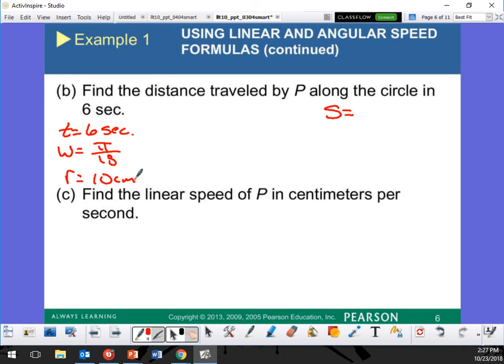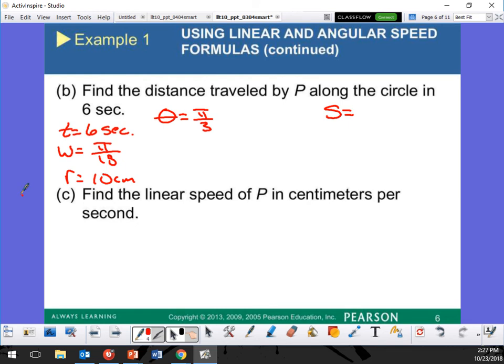What else did I find? Did I find theta? Yes. What was my theta? It was pi over 3. So I have all those things, right? I'm listing them out to help me out.